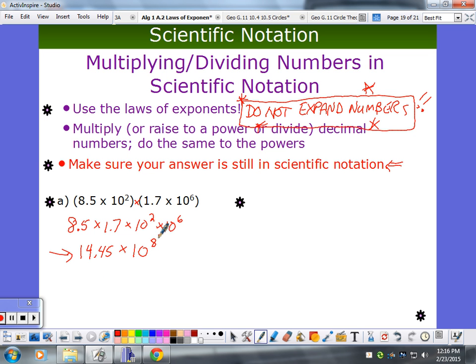Well, yeah, what do I do? I divide by 10, don't I? Because I want it to be a number between 1 and 10, so I'm going to move that. Now, let's think about what happens to my power of 10. This one said from 14.45, go 8. Now, I went to the left. So how many times do I have to move over to get the same number?